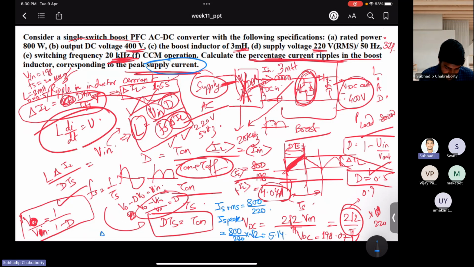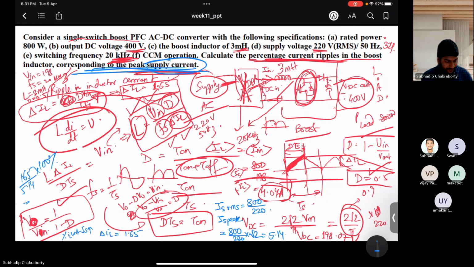And your delta IL is given as 1.65. Now, since they're asking to take it with respect to the peak supply current, please read this line. Peak supply current. So what is the percentage of delta IL with respect to IS peak? If you take with respect to that, then 1.65 by 5.14 into 100%. What is coming?